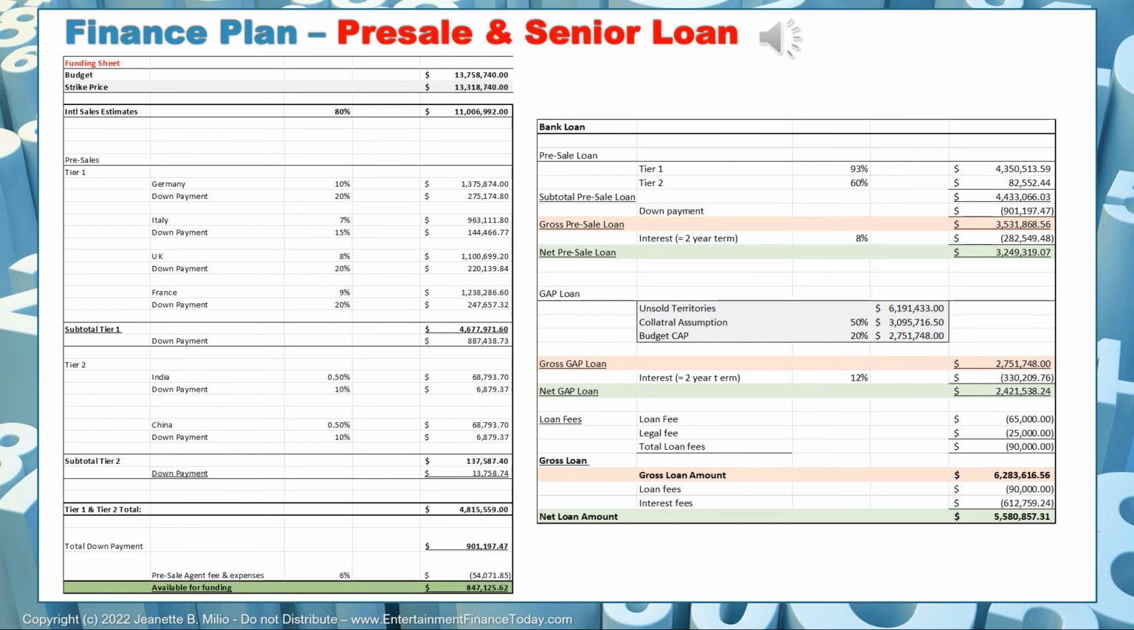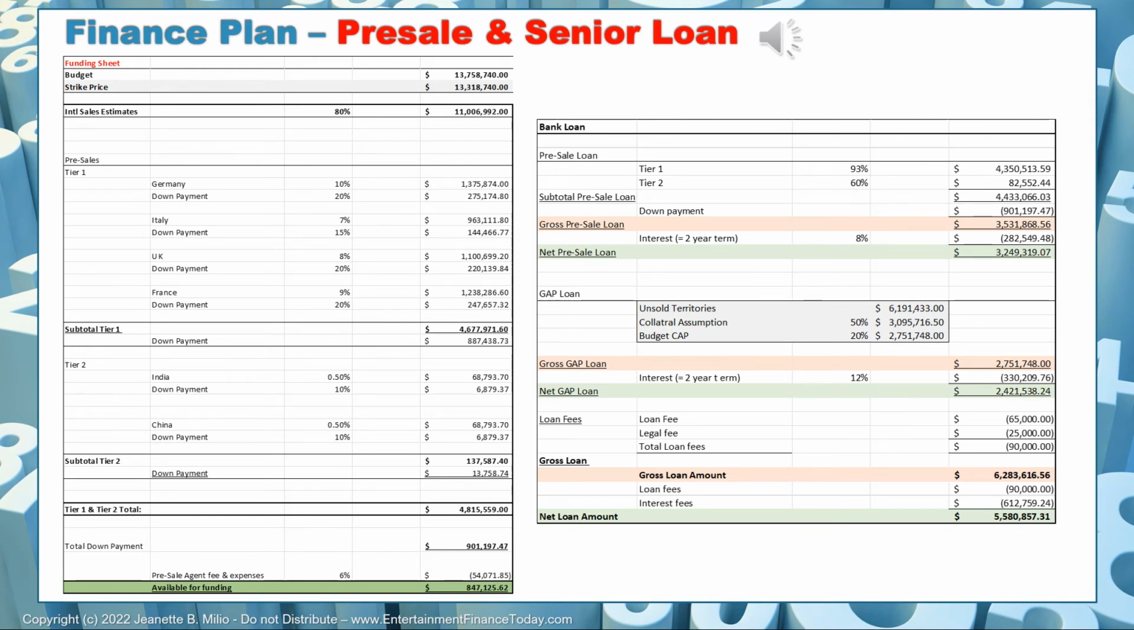So the gross pre-sale loan therefore is 3,531,868.56. The bank charges us 4% per year, deducting its interest, leaving us with a pre-sale net loan of 3,249,319.07.